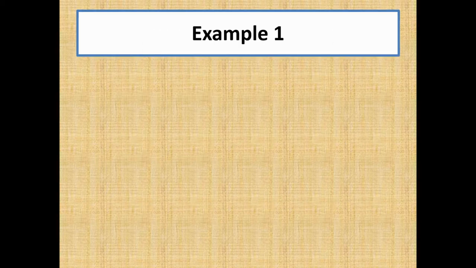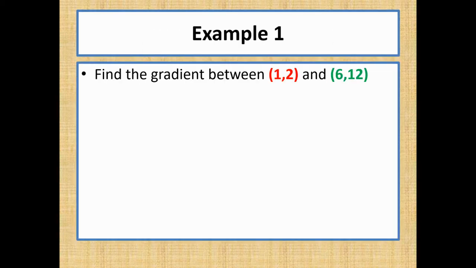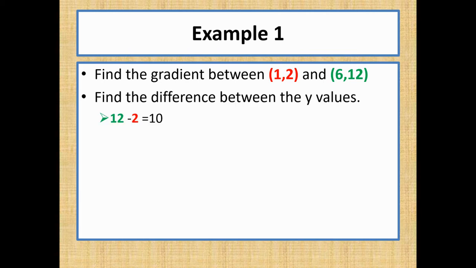Okay, so let's look at an example. Let's say I had a straight line and I picked 2 points. My 2 points are (1, 2) and (6, 12). I need to find the gradient of this line, so I'll pick these 2 points. You find the difference in the y values. The y coordinates are 12 and 2. So 12 minus 2 is 10.